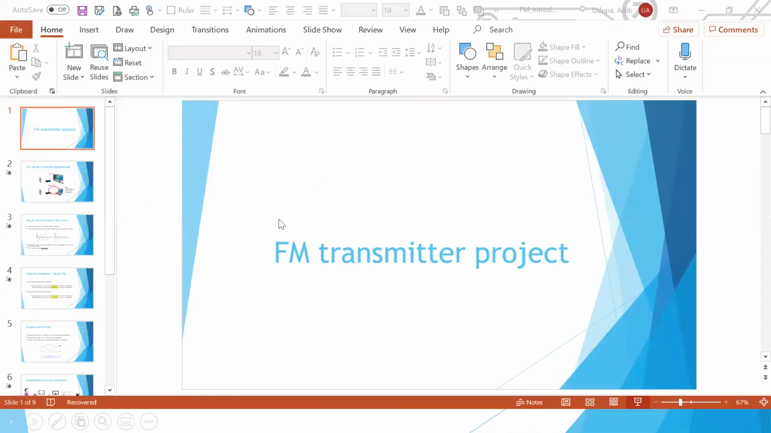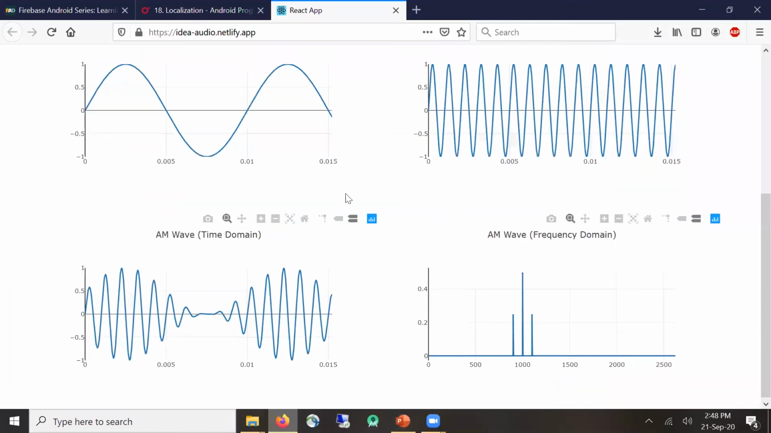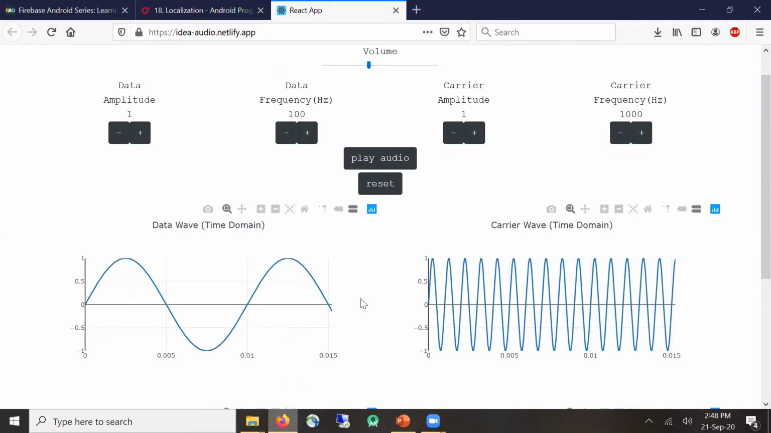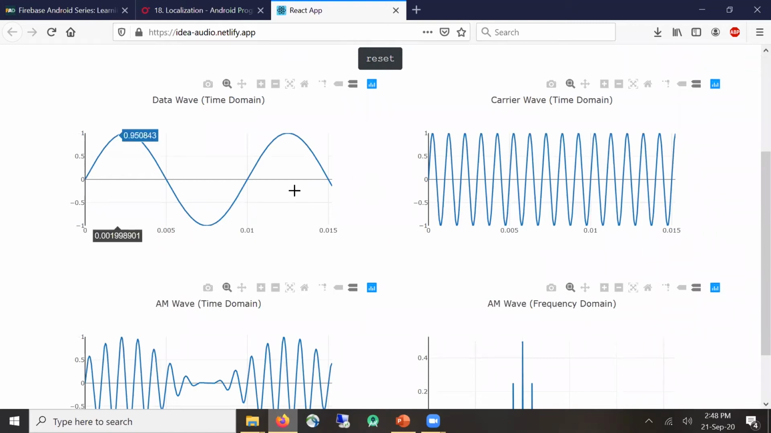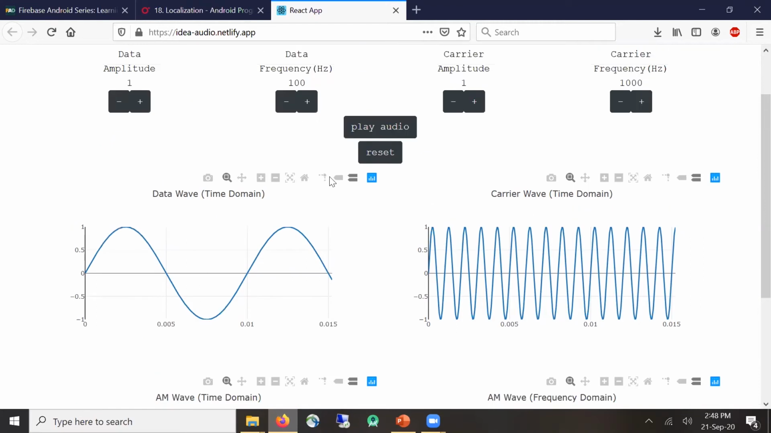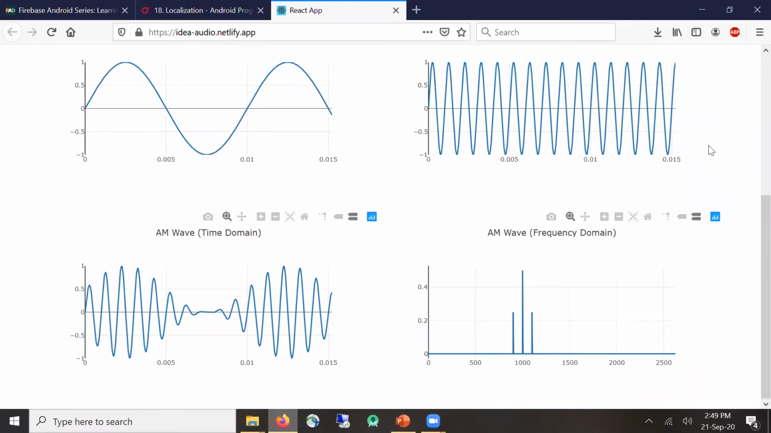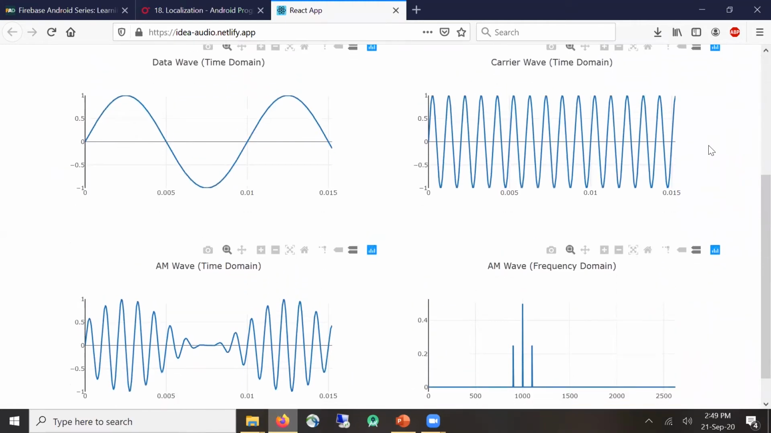So if we go to our app here, which you've all seen before, and you select AM player, you can see the first is the data wave or the voice signal, which is a low frequency wave of 100 hertz. And this is the high frequency carrier wave, or the bus, which I compared it to. So how do I attach it? I multiply the two.